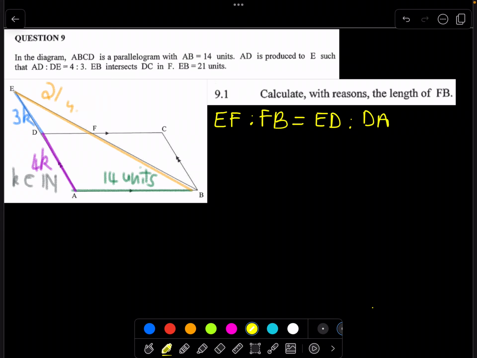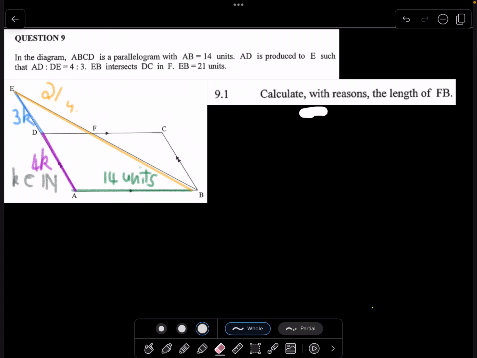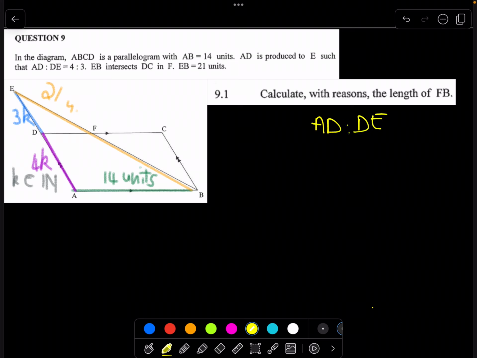Let's just write it in the same order it's been given to us. They gave us the ratio of AD to DE, even though you can just switch it around. Just so that it's very clear, this ratio is then the same as the ratio of this side to this side, so it's the same as the ratio of FB to FE, which is indeed the ratio 4 to 3.